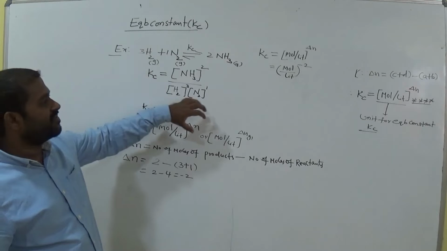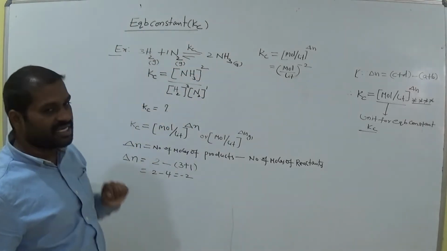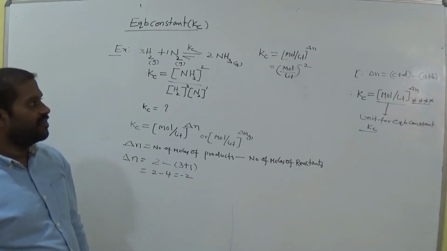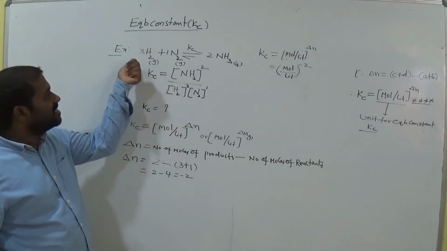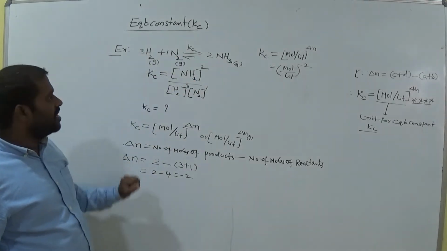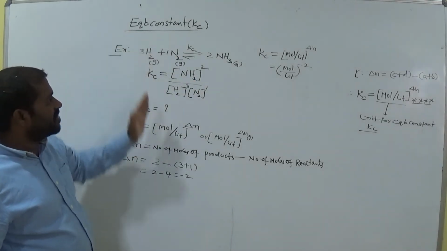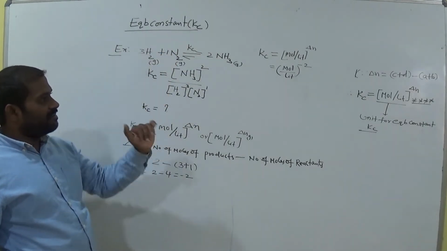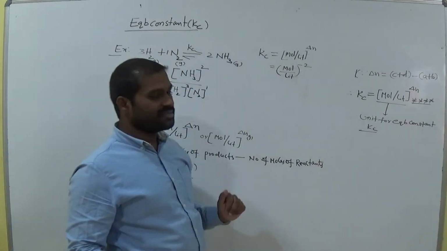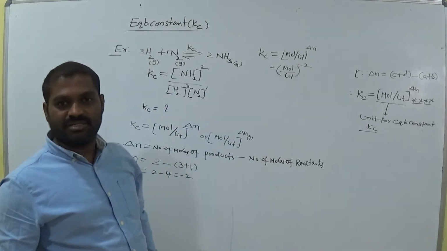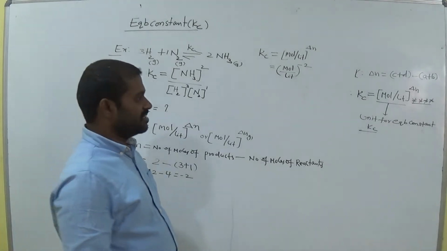Now what are the units for Kc in this equation? Mole per liter power minus 2. What are the stoichiometric coefficients here? 3, 1 and 2. These are called moles. Number of moles of reactants 3 plus 1, 4. At product side it is 2. So 2 minus 4, minus 2. Keep that value here. Now what are the units for Kc here? Mole per liter whole power minus 2. So is it clear?